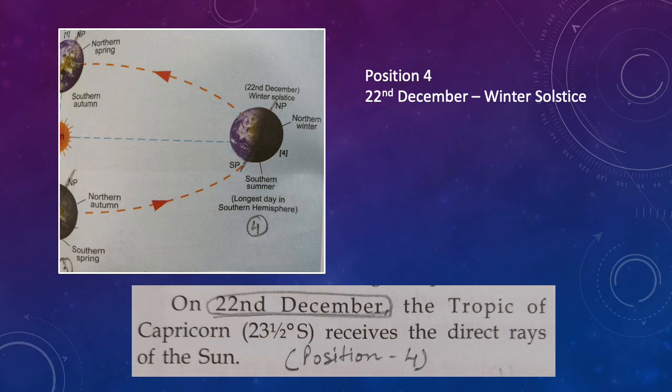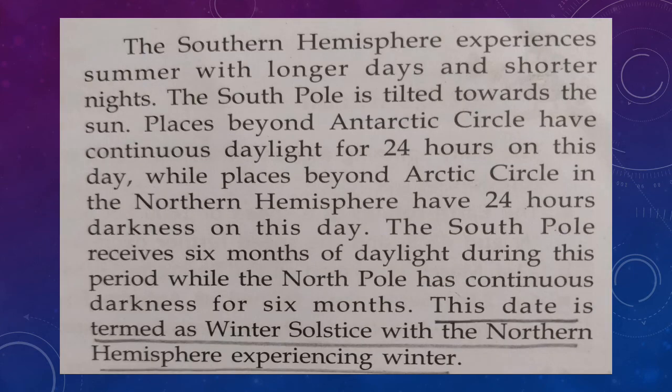And on 26th December, the Tropic of Capricorn, that is 23.5 degrees south, receives the direct rays of the sun. You can see the South Pole and Southern Hemisphere tilted towards sun. So Tropic of Capricorn has direct rays of sunlight falling on it on 22nd December. And this position is when Southern Hemisphere experiences summer with longer days and shorter nights. The South Pole is tilted towards the sun.